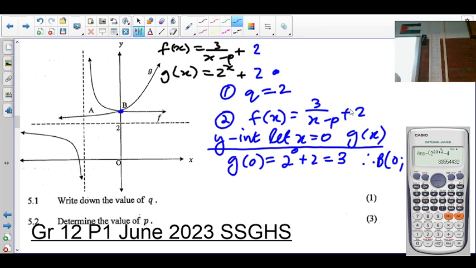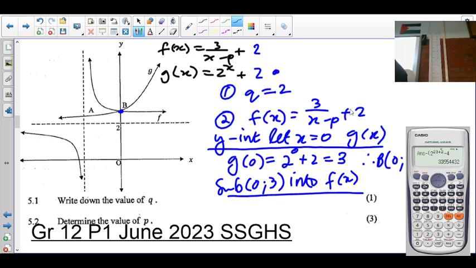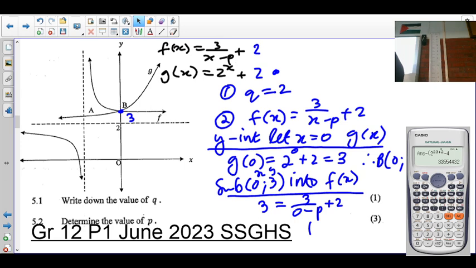Okay? So now I'm going to substitute 0 and 3 into the equation of f of x, as we have now a point that's lying on this graph. Okay? That's the x and the y. So 3 is equal to 3 over 0 minus p plus 2. They get over the equal sign, so 1 is equal to 3 over negative p. So p works out to be negative 3.